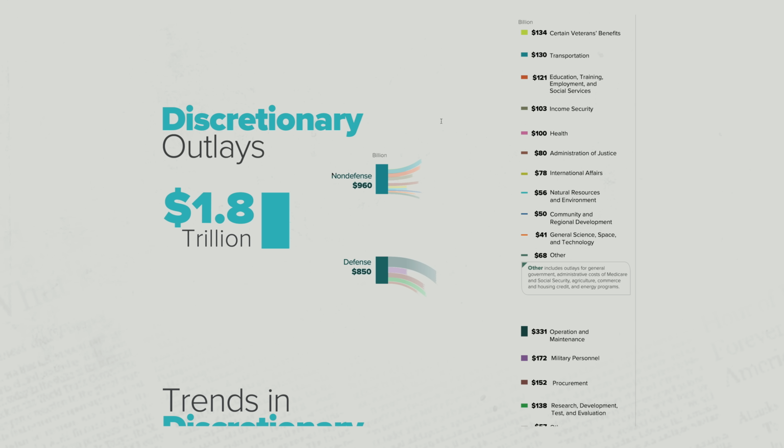And we can zoom in a little bit further on just the discretionary spending. You can see that about half of it goes to defense, about half of it goes to non-defense spending. And that non-defense spending is things like veterans benefits, transportation, education, income security, health, administration of justice, and many other smaller categories. All of these smaller categories are what everybody is fighting over right now.